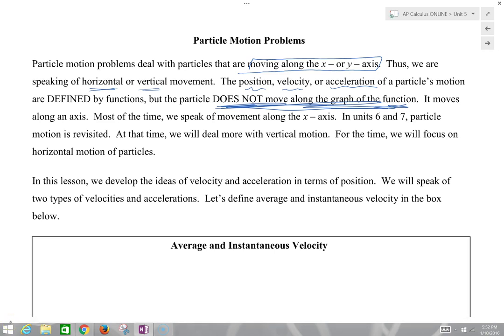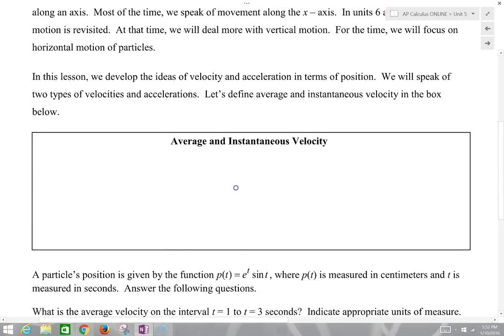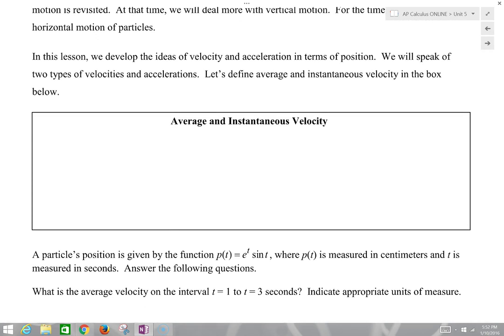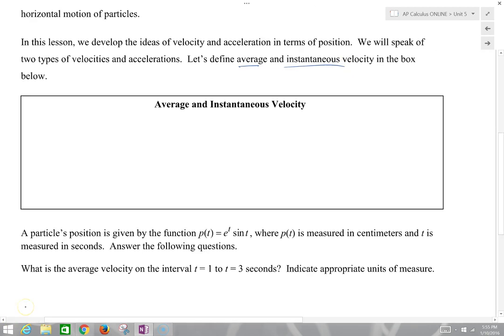All right, so we're going to talk about velocity and acceleration in terms of position. And we have two types of velocities and acceleration. We have average and we have instantaneous. All right, so let's define that.